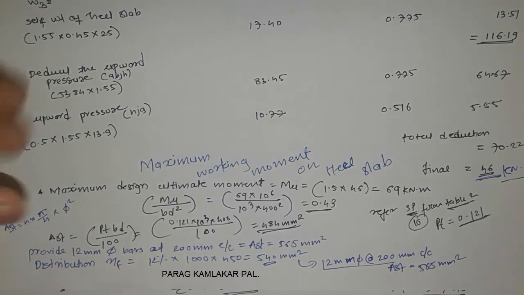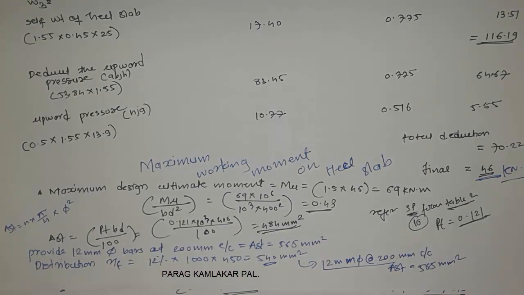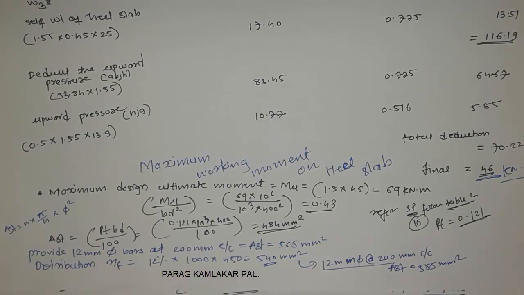Now up to this I am complete with the design of the heel slab. For the design of the heel slab we are going to require 565 mm square steel, and we need distribution steel of 540, which we provide as 565. The steel required for the main steel is 484.